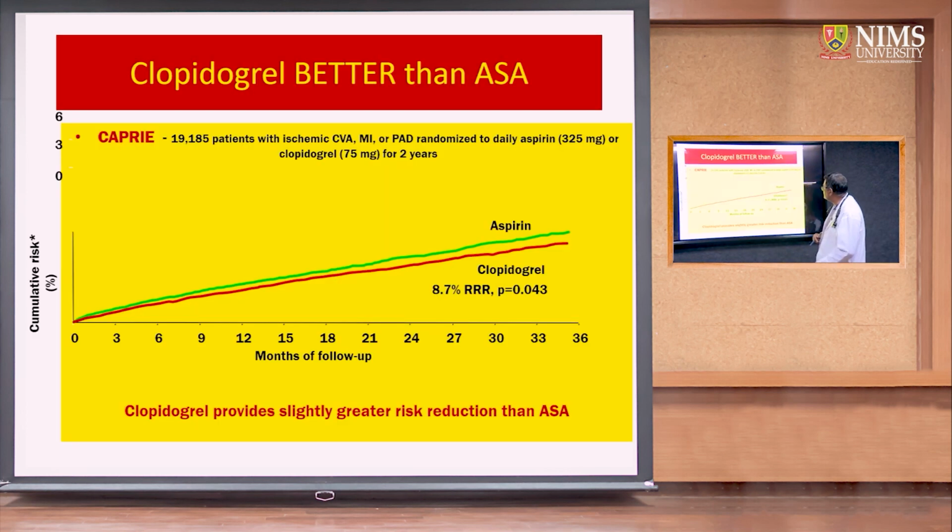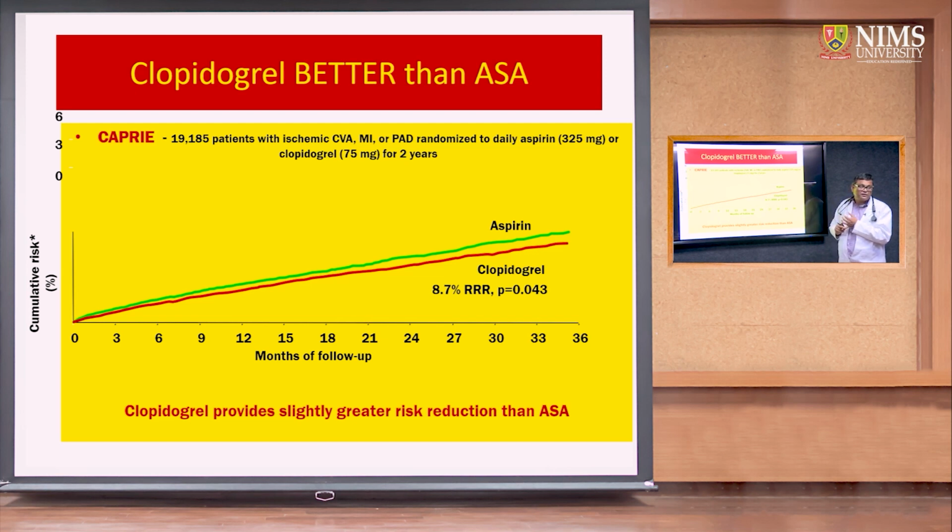But then some trials came, and this trial showed you that clopidogrel, which is effective on another pathway, the ADP dependent pathway, you remember, is slightly more effective than aspirin in reducing the risk associated with coronary artery disease. The risks were stroke, MI and peripheral arterial disease. As I said, a coronary artery disease patient is also at higher risk of stroke. So, aspirin was reducing all these three risks.